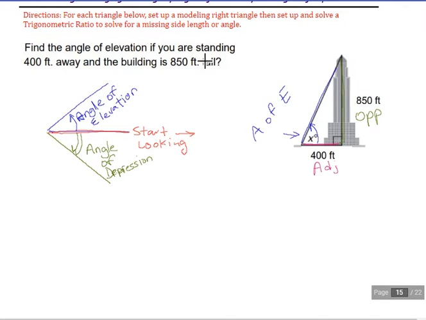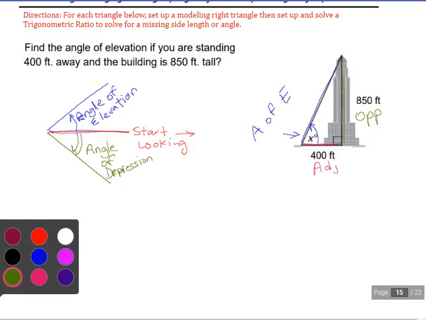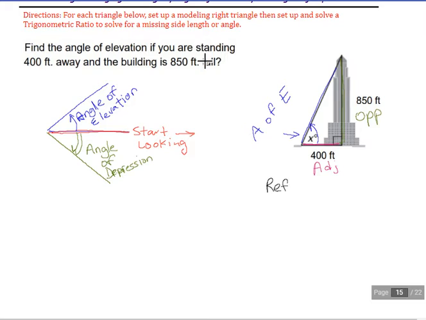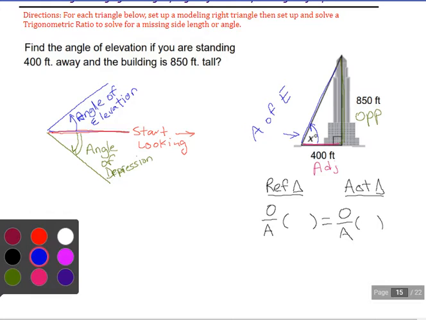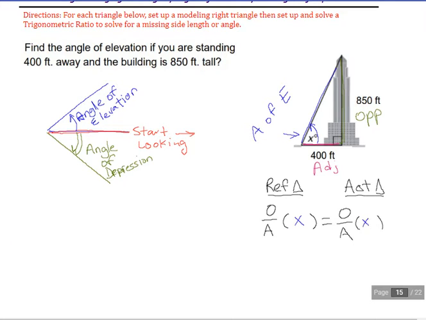So we need to set up our trig problem. We have a reference angle, we have our ratios. So my reference triangle stuff, my actual triangle stuff. We need to set a ratio. I have opposite and adjacent, so that's going to be O over A, for both sides. That does use a reference angle of X. So O over A by rule, that's still tangent.